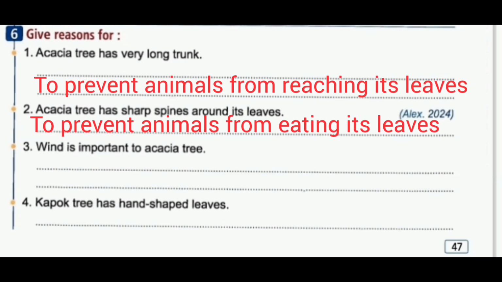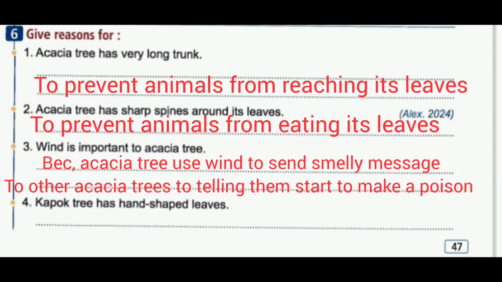Number 3. Wind is important to acacia tree because acacia tree use wind to send a smelly message to other acacia trees, telling them to start making a poison.